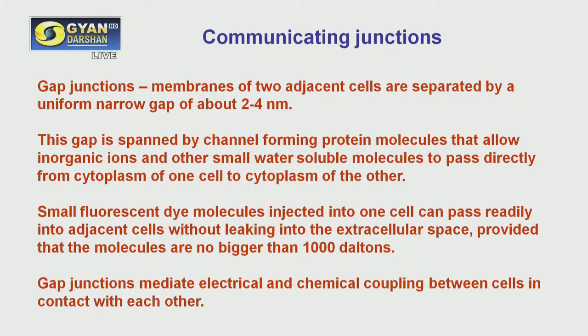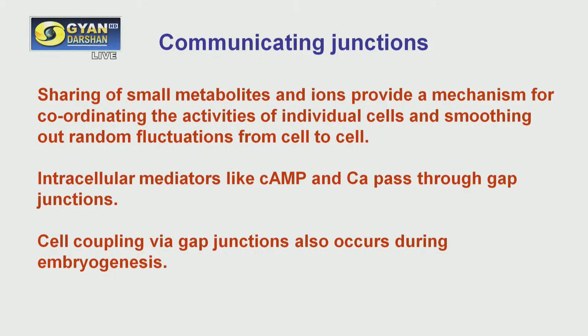For example, in neuronal transmission, the synaptic transmission, where the signal is relayed in the nerves. So there in the synaptic cleft, there is this kind of gap junction, because the signal has to relay from one neuronal cell to the other. So in synaptic transmission, you will very well find this kind of gap junction. So, in short, it is sharing of small metabolites and ions.